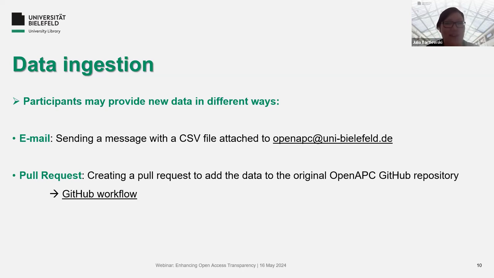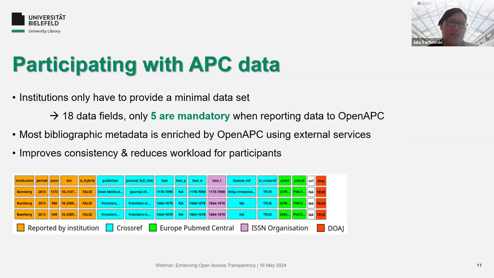So what is relevant? Now let's have a look at our data schemas. What we can see here is our data schema for journal articles. I think what is interesting is that it consists of 18 fields, but only the first five metadata fields, the orange ones here, are actually required to be reported by all participating institutions. And all the other fields you see here are enriched from external sources. For example, the blue ones we obtain from Crossref.